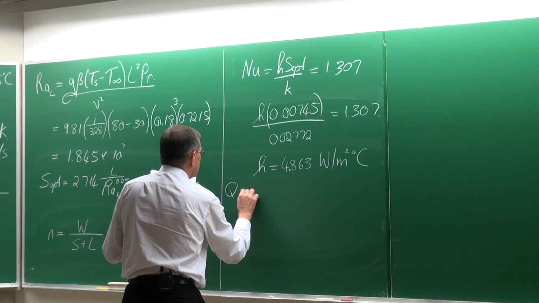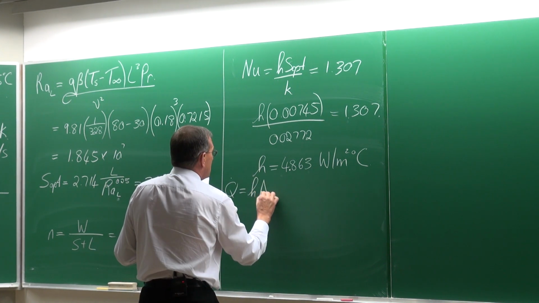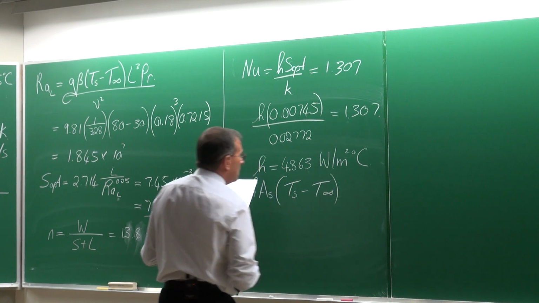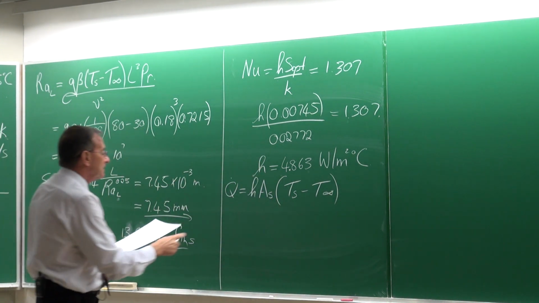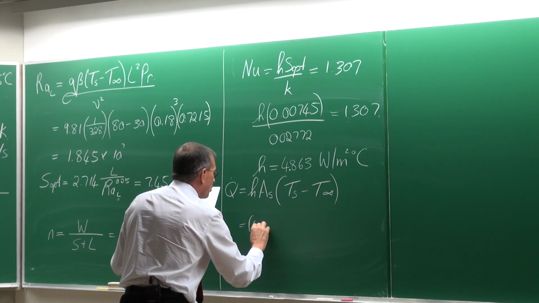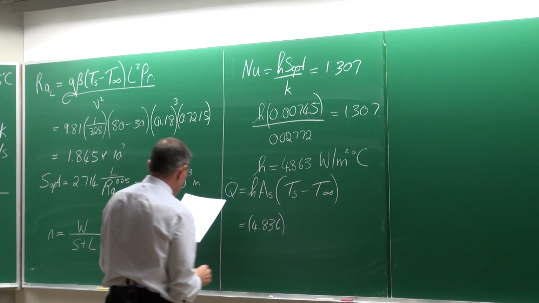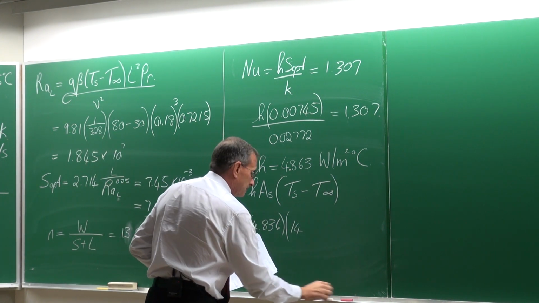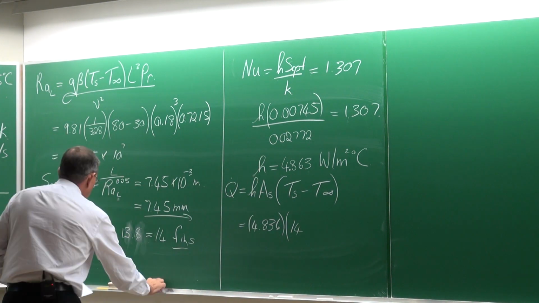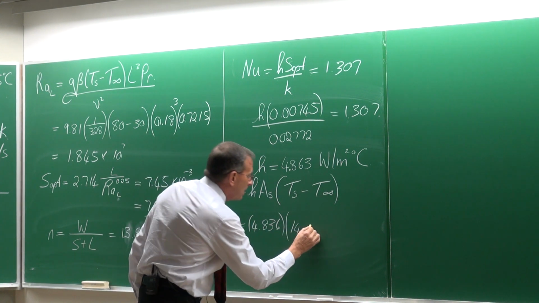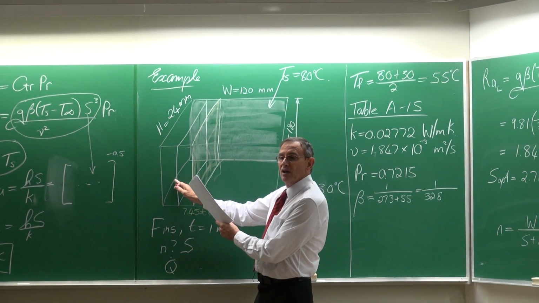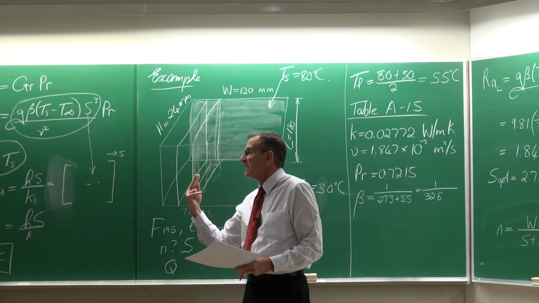Now we can calculate the heat transfer rate is equal to the heat transfer coefficient multiplied by the surface area multiplied by the surface temperature minus temperature of the environment. The heat transfer coefficient is equal to 4.863. The surface area, we've got 14 fins, but every fin has two areas, because from this area on the right there can be heat transfer, and the area on the left there can also be heat transfer. So there are two heat transfer areas.